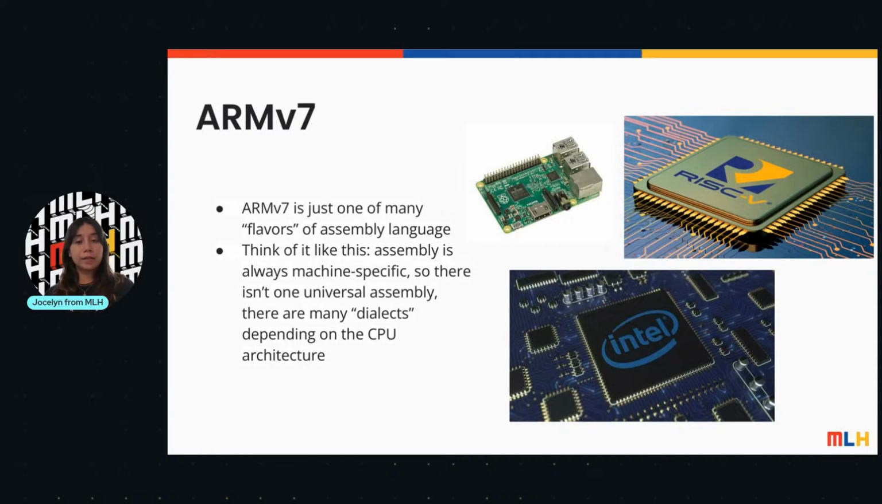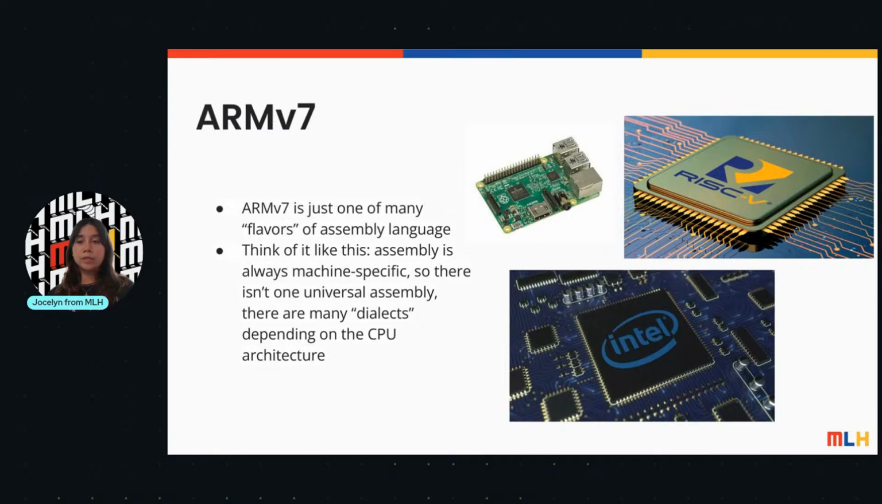So you can have different flavors of assembly. It's not only one, in the same way that you have different programming languages. So you have Python, you have JavaScript, you have Java, C++, and so on. So you have many different programming languages. And in assembly, it works the same. So you have different chip architectures, which means that you will have different flavors of assembly language.